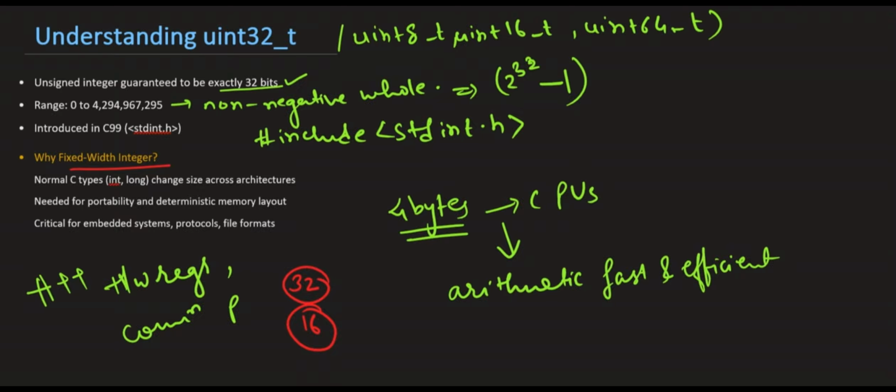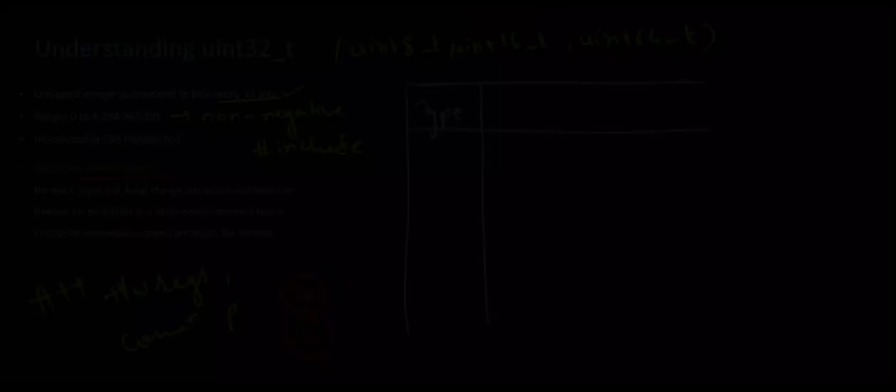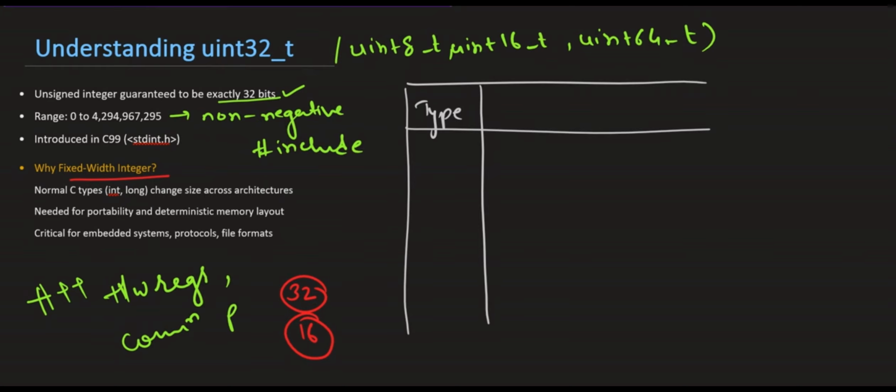And why do we need fixed width? Because the normal C types we have used till now, like int, long or short, don't have a guaranteed size. Let me clear the screen a bit and explain why. The normal C types int, long and short can change depending upon the architecture. So how does it change? Let's understand it.